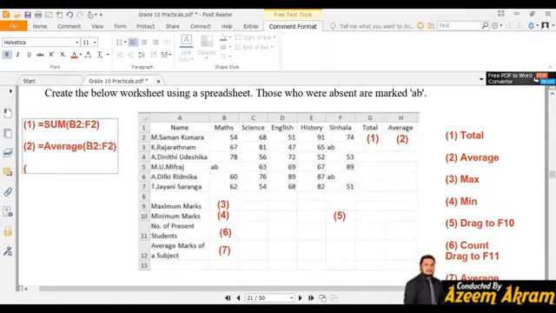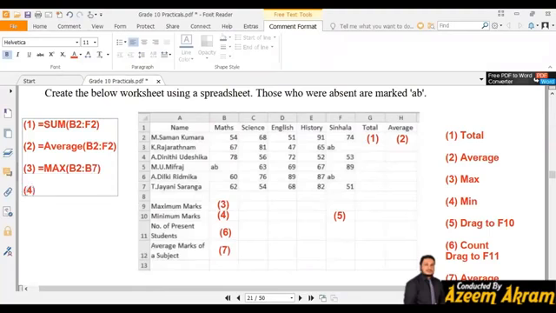Third one, they are asking max. In B9 they are asking what is the max, how to find that? Equal max, B2 colon B7. Right?